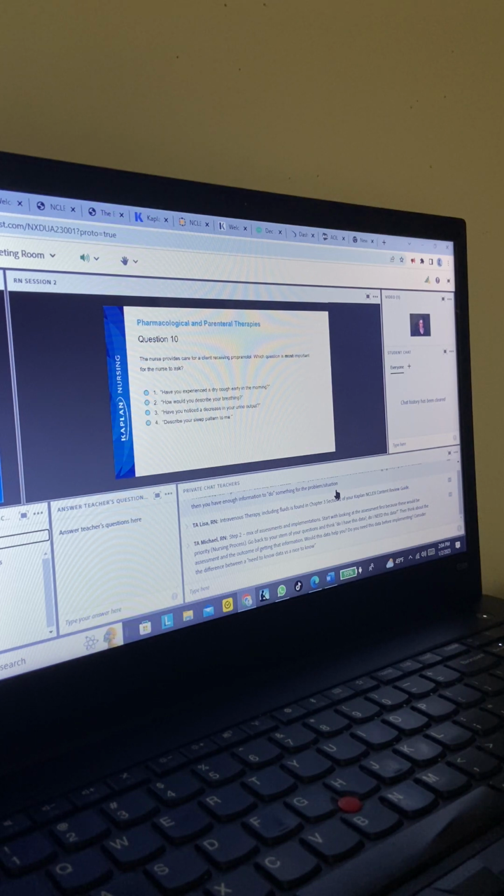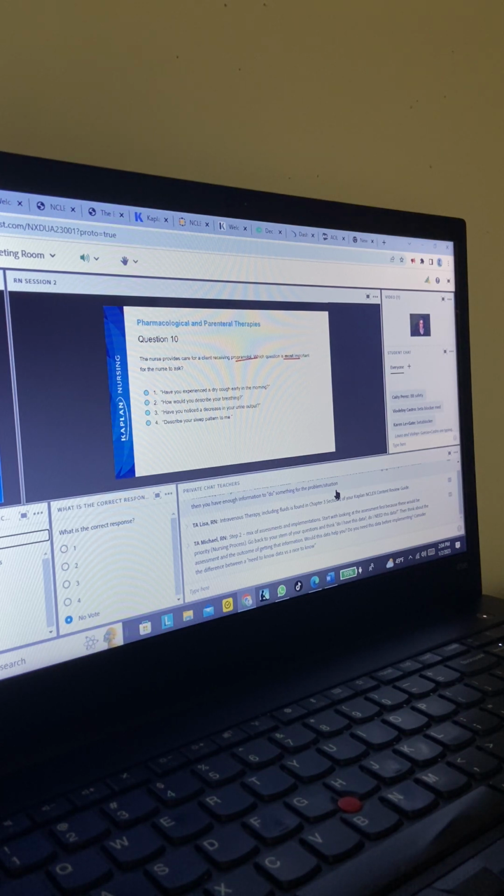Number 10, the nurse provides care for a client receiving propranolol. Which question is most important for the nurse to ask? Well, most important means priority. Priority with what? Propranolol. Beta blocker. Okay, good. Katie says beta blocker and safety. Good. Beta blockers are frequently tested medications.